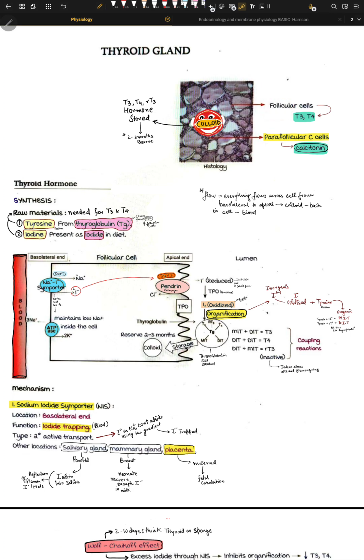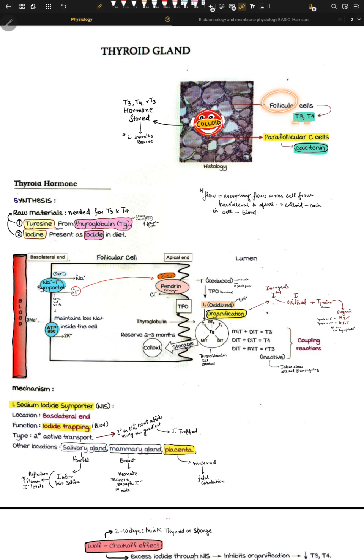The other cells around these follicular cells are called parafollicular cells, and parafollicular cells produce calcitonin. The work of calcitonin is to tone calcium, which means to reduce the levels of calcium, because calcium is a signaling molecule. It can really affect a lot of things. For example, it can tell a cell that it's time to die. So we want to keep calcium in check, and calcitonin is really important.